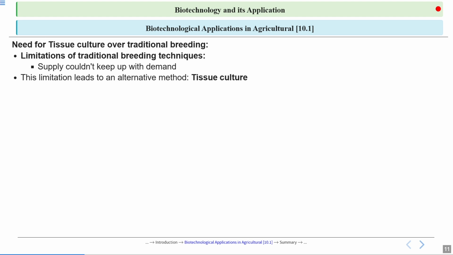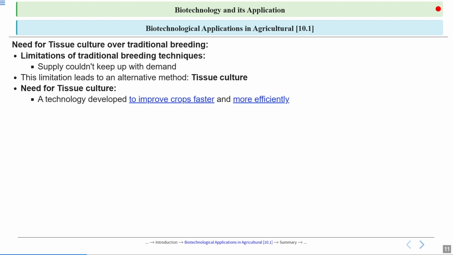So what does tissue culture actually mean, and what does it actually do? This technology was developed to improve crops faster and more efficiently. Using this technique, we are able to increase the speed of growing these crops, and these crops are even more efficient.